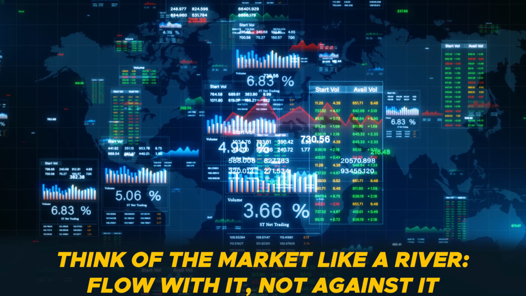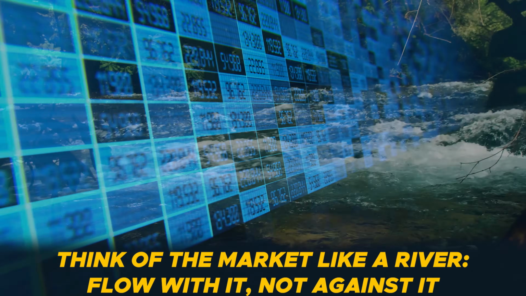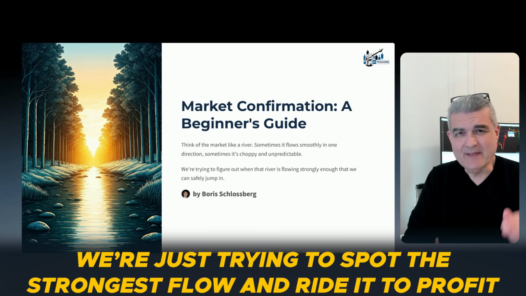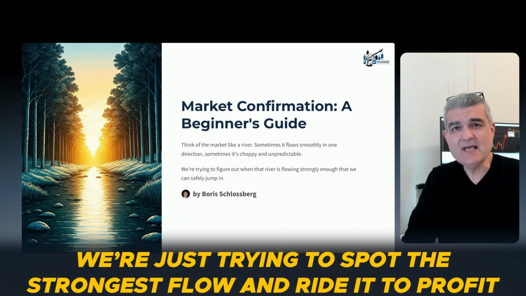The easiest and the best way to think of the financial market is like a flowing river. All we're trying to do as traders is simply find the flow, find the strongest possible flow, and then jump on it to be able to be taken to profit. That's all we need to succeed in trading.